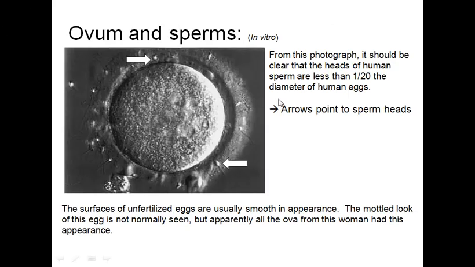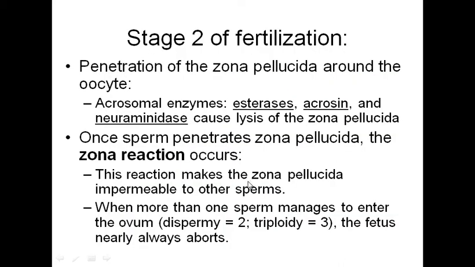So here we can see the ova and multiple sperms over here. From this photograph, it should be clear that the heads of human sperm are less than 1/20th the diameter of the human egg. You can see it has small heads, the sperm, and this is actually the human egg, female egg, right? The arrows are actually pointing on the heads of the sperm. So stage 1 is actually penetration of corona radiata.